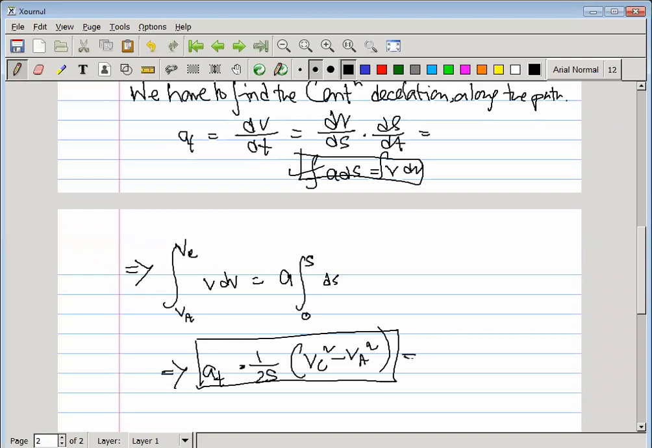So this will come, and here we know that s, the total displacement, is how much? 2 into 120, and vc we already found out, that is 13.9. So 13.9 square minus 27.8 square. So tell me how much it is? 13.9 square minus 27.8 square divided by 2 into 120.